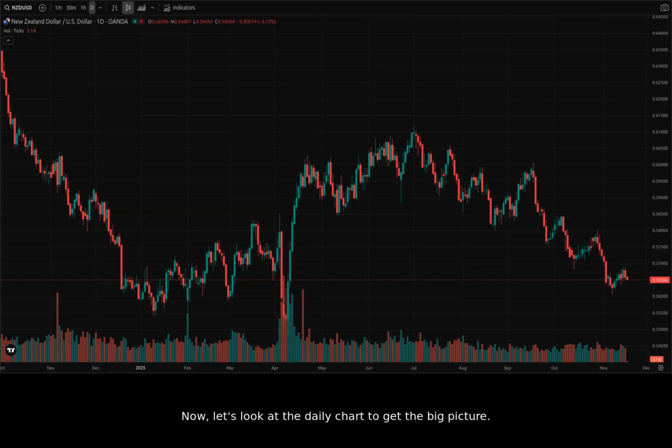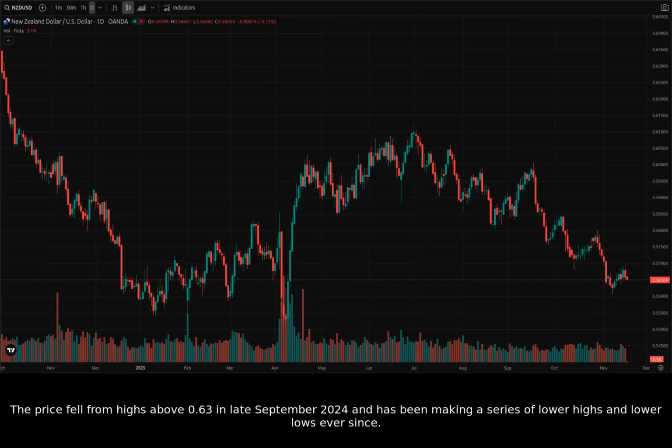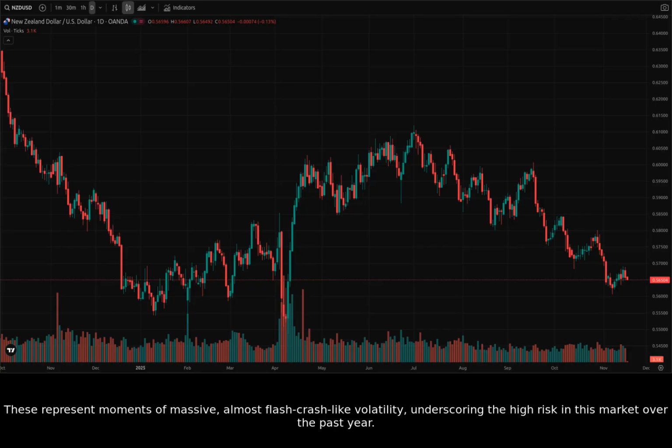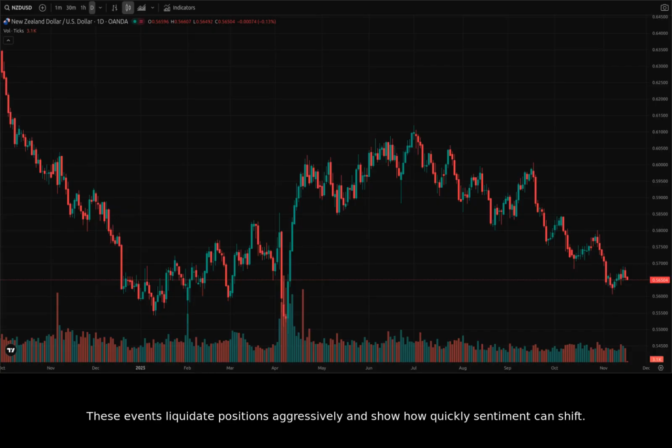Now, let's look at the daily chart to get the big picture. As you can see, NZDUSD has been in a significant long-term downtrend for over a year. The price fell from highs above 0.63 in late September 2024 and has been making a series of lower highs and lower lows ever since. You may notice several days with extremely long wicks, like on November 8th and 15th of last year. These represent moments of massive, almost flash crash-like volatility, underscoring the high risk in this market over the past year. These events liquidate positions aggressively and show how quickly sentiment can shift. The prevailing trend is undeniably bearish from a long-term perspective.